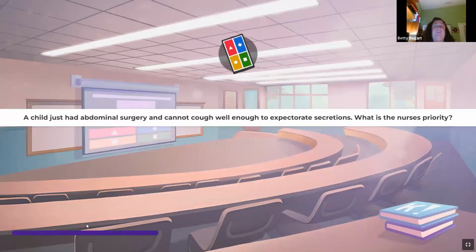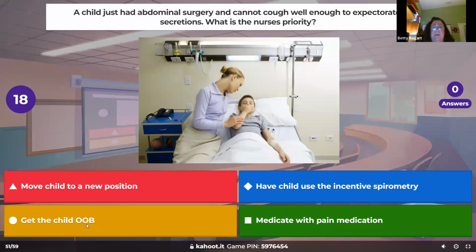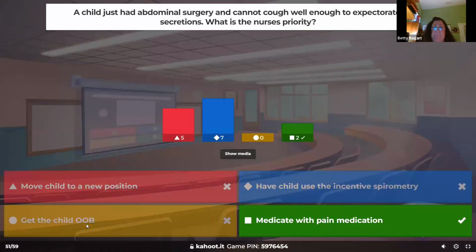A child just had abdominal surgery and cannot cough well enough to expectorate secretions. What's your priority? I mean, we need to do all that post-op stuff that we do, right? We want to prevent atelectasis. We want to prevent blood clots. How are we going to get a kid to do it if they just can't cough well enough? Well, probably it's because they had abdominal surgery.